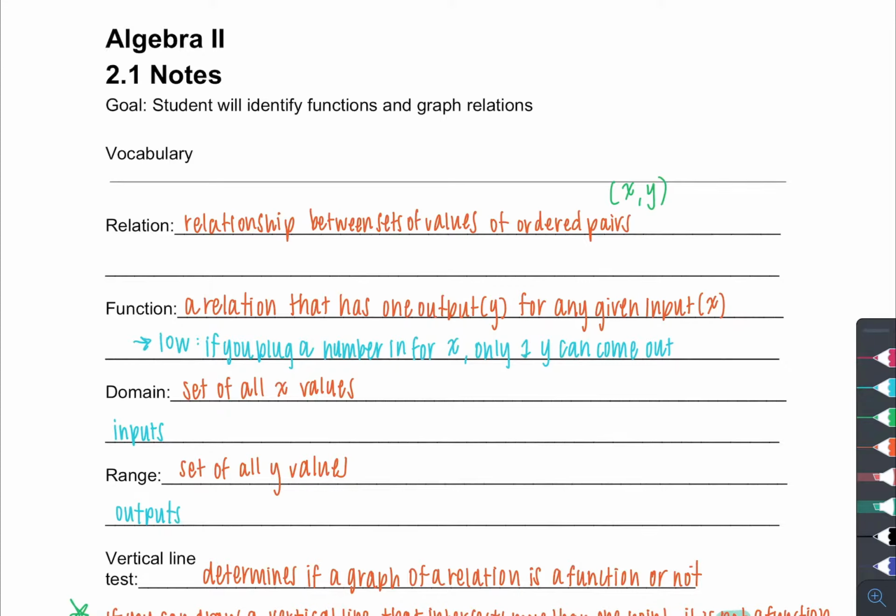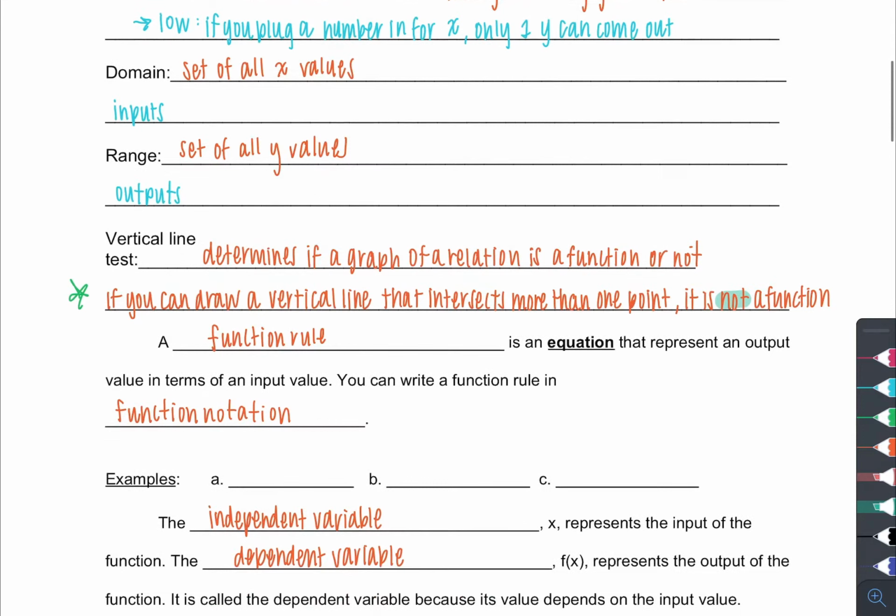All right, domain is the set of all x values, otherwise known as the inputs. The range is the set of all y values, otherwise known as the outputs. The vertical line test, we'll get to that later in the notes, but it's going to determine if a graph of a relation is a function or not. Basically, you draw a vertical line, and if it intersects with more than one point, then it's not a function.